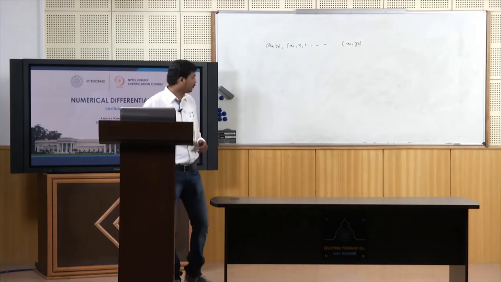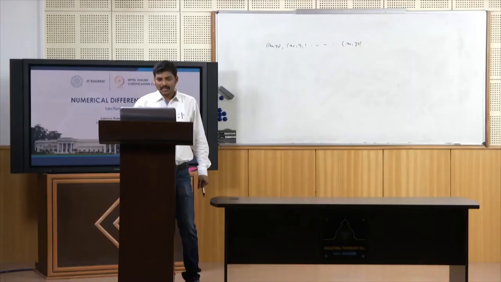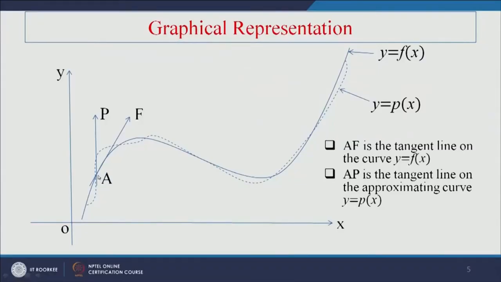If you look at this graph, y equals f of x is the curve we have plotted, and this curve is approximated by a polynomial y equals p of x. If you visualize a point A on this graph and plot the tangents at that point, like AF and AP, we find that these tangents are completely different. So sometimes the polynomial's derivative differs completely from the derivative of the function.